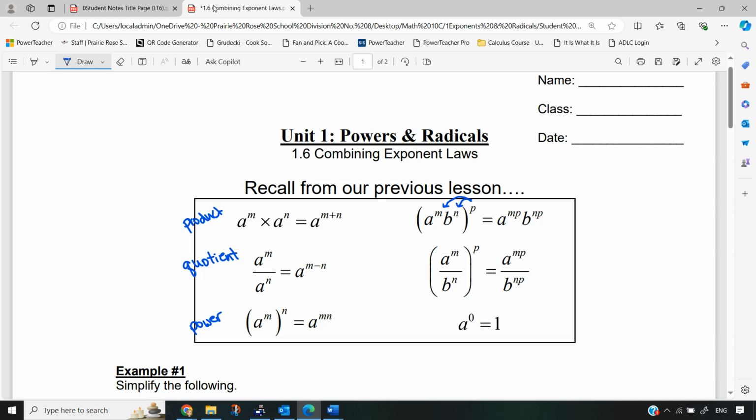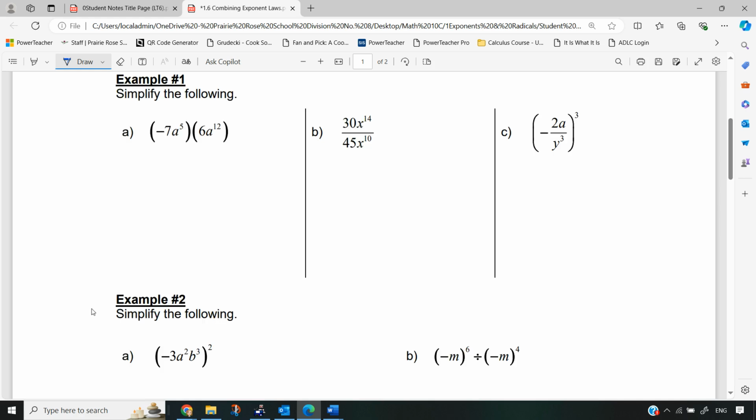And if I'm taking the quotient of two powers that have different bases, that p can also be distributed. So a to the mp divided by b to the np. And then I have that special case, anything to the exponent of 0 is 1. Because if you remember, if I have a to the fourth divided by a to the fourth, that's the same as a to the 4 minus 4, which is a to the 0. And since a to the fourth divided by a to the fourth is 1, a to the 0 is also 1. So let's take a look at some examples.